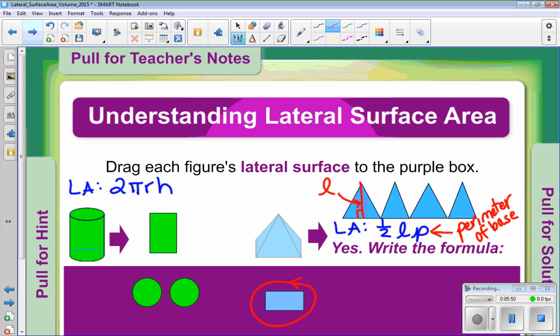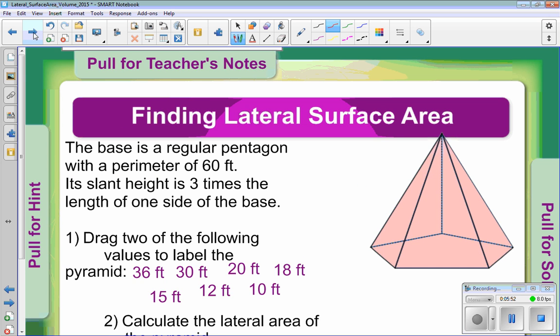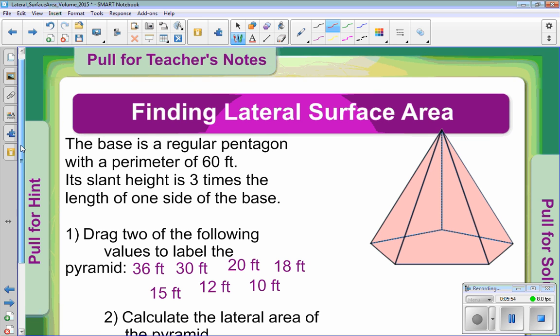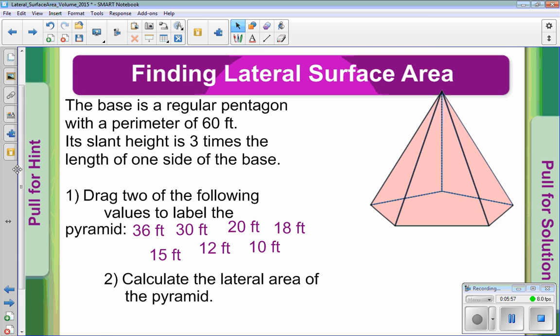Okay? So let's go ahead and use some of our information, and let's find a lateral area. So what kind of a figure is drawn up here?